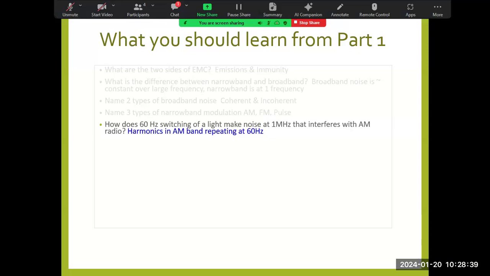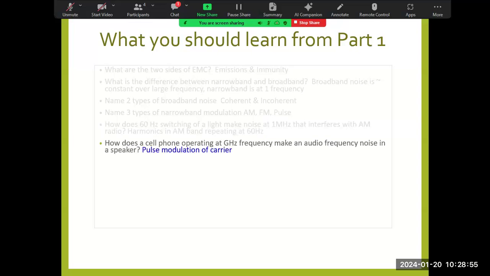How does something low make a noise in something higher? So the harmonics, because when you have one, you don't really have one, you have a whole set. You have the pulse modulation of a carrier. And so a cell phone, that signal, you can have a speaker read the envelope. And so you can have problems with higher frequency things at low frequencies, audible frequencies.